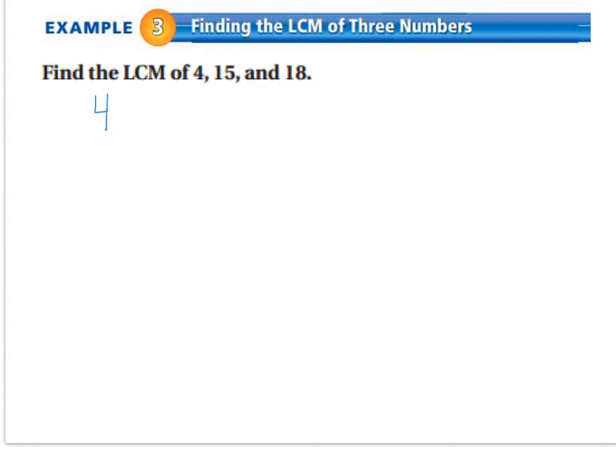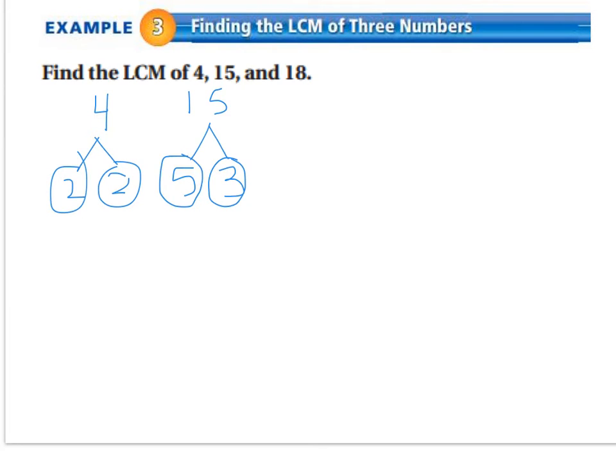So I'm going to make a factor tree for each of these numbers. For 4, I'll do 2 and 2. That's simple. Those are both prime. So 2 times 2 is the prime factorization for 4. For 15, I can do 5 and 3. Again, those are both prime numbers. So those are the factor pairs for prime factorization for 15.